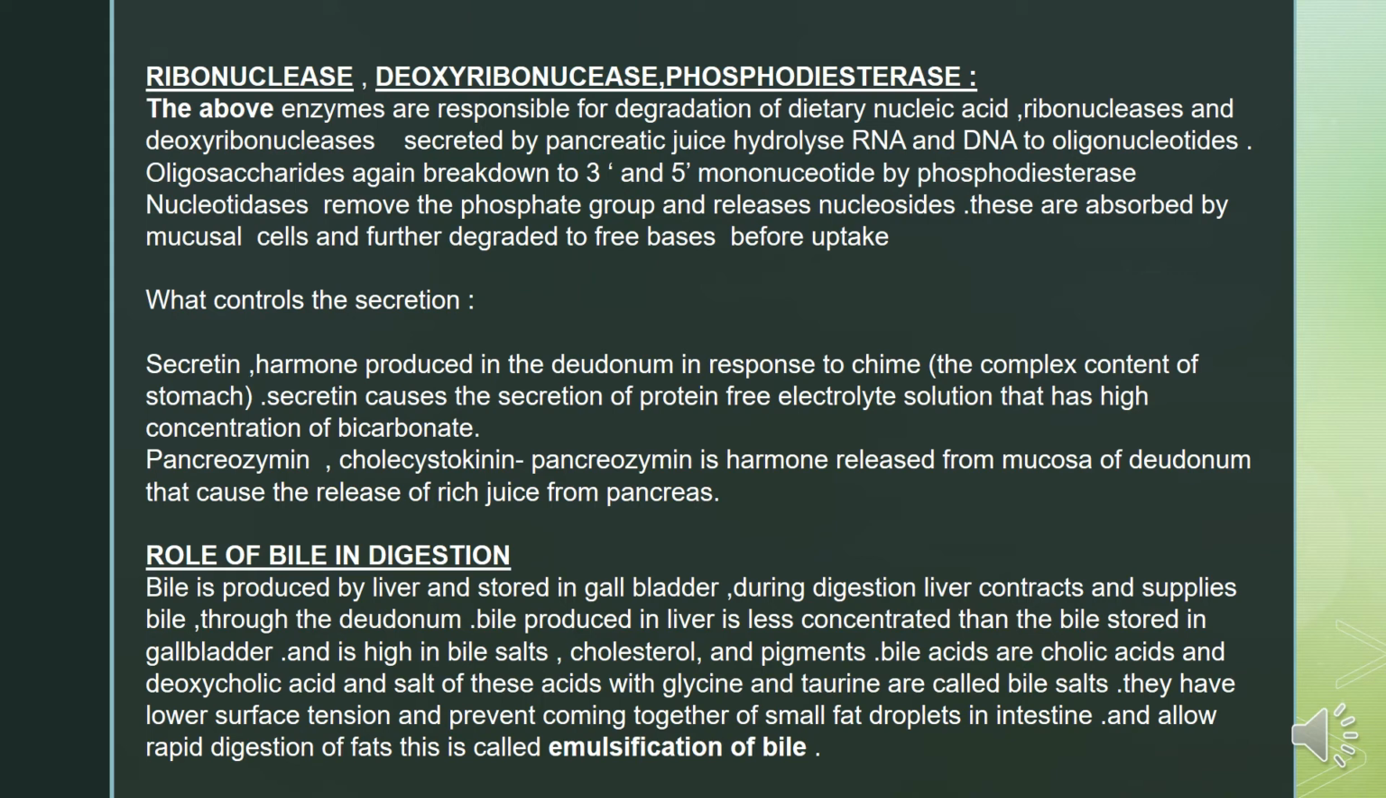What controls the secretion? Secretin, a hormone produced in the duodenum in response to chyme, the complex content of the stomach. Secretin causes the secretion of a protein-free electrolyte solution that has a high concentration of bicarbonate. Pancreozymin, cholecystokinin. Pancreozymin is a hormone released from the mucosa of the duodenum that causes the release of enzyme-rich juice from the pancreas.